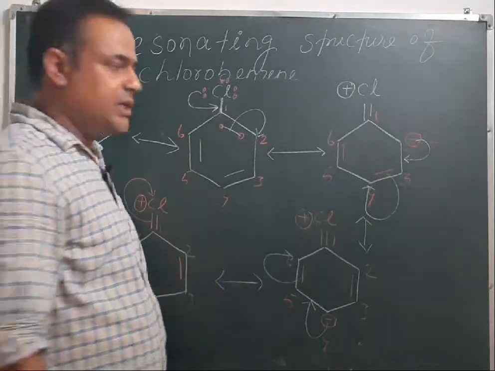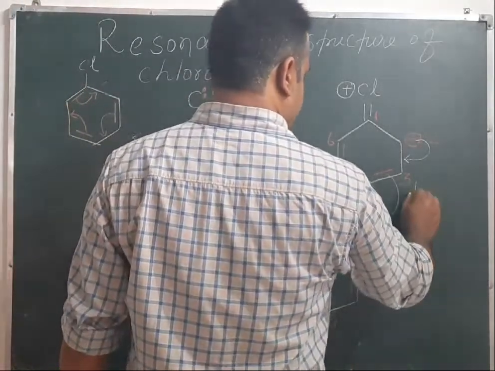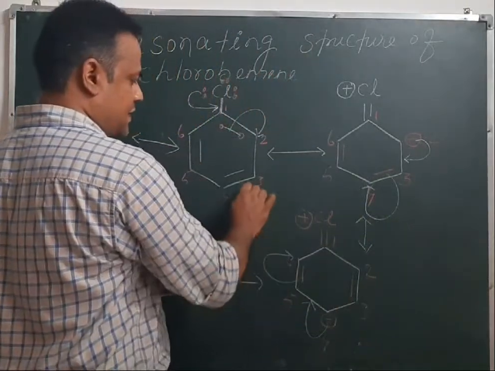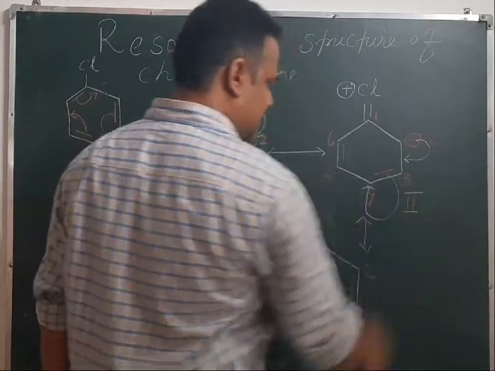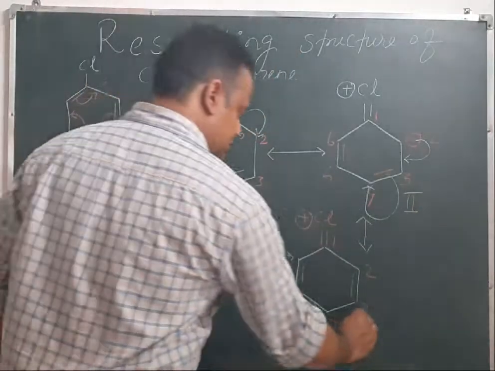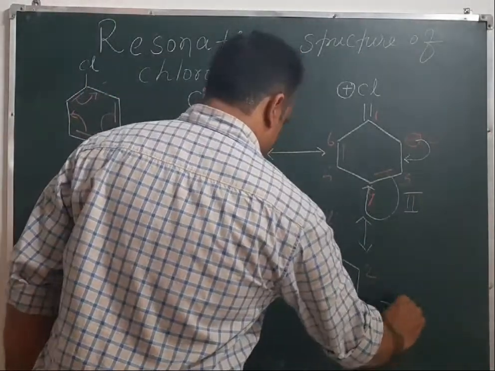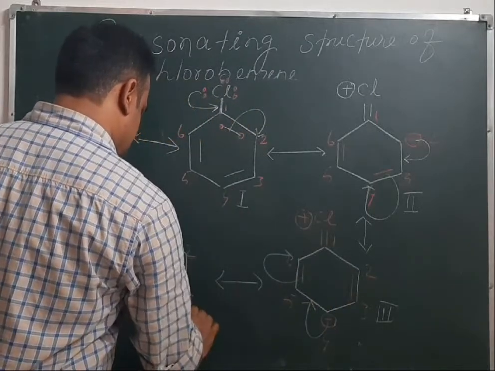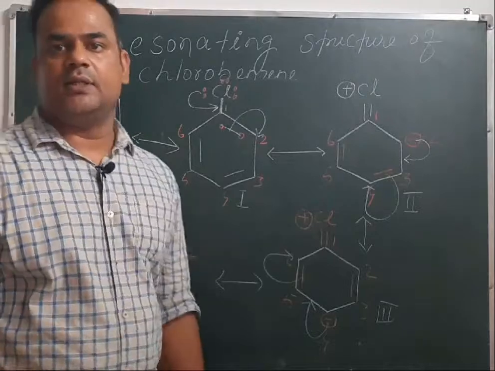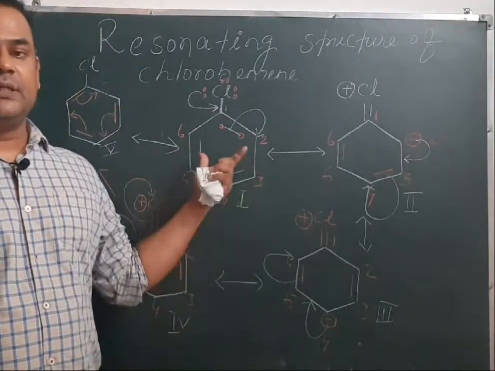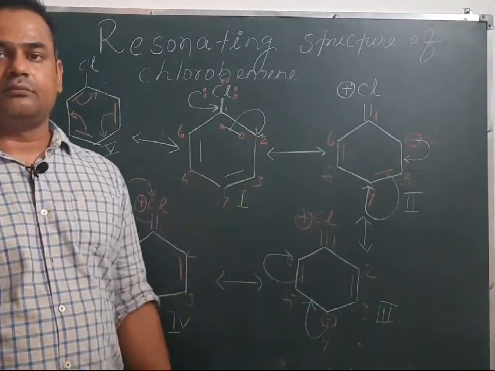So we can see how many resonating structures there are. This one is our first resonating structure, this is our second resonating structure, this one is third, this is fourth, this one is fifth. So there are a total of 5 resonating structures of chlorobenzene.